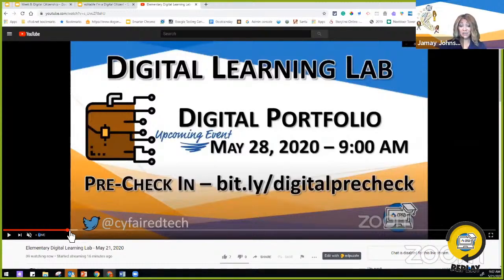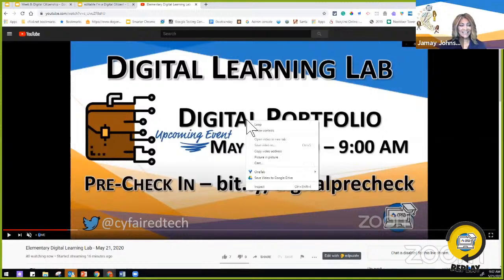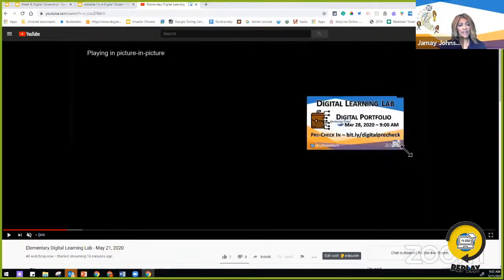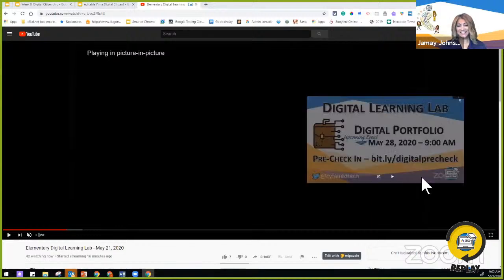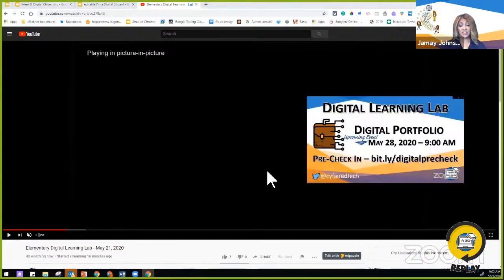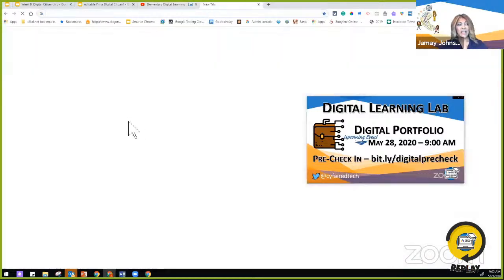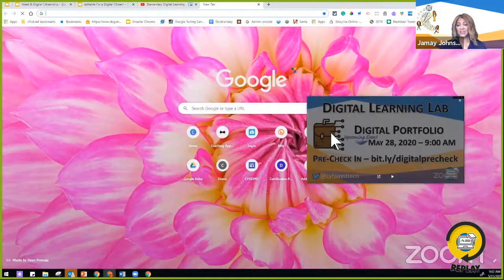Another cool thing you can do while you're on YouTube with us, you can click on the video, do a right click, then do a right click again, and then you can choose picture in picture. Then at the bottom, you can take your cursor and move it up, and take the corners and expand it so you can make it bigger as you watch, because we do want you to participate with us today. You can open up another browser and follow along with us. So wherever you are, you can do the picture in picture, okay? That was really quick.